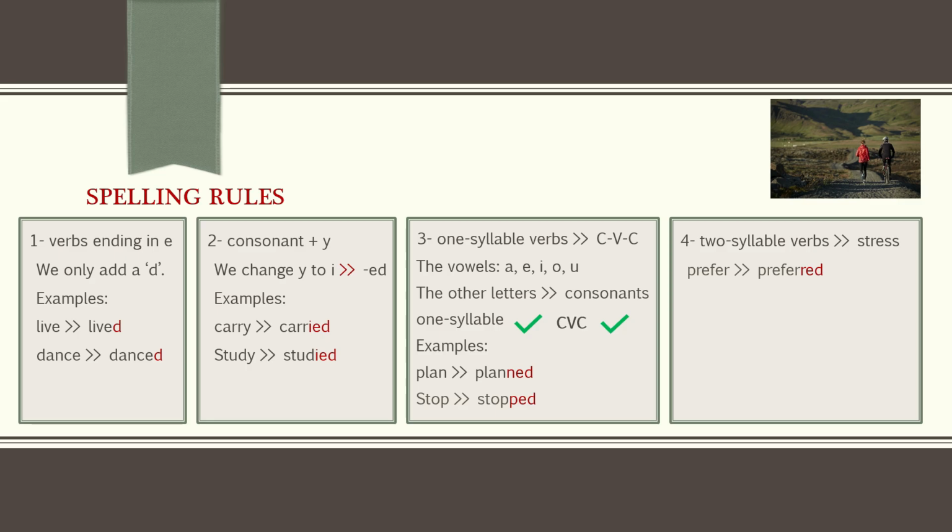The same is with the verb occur. Occur becomes occurred. Now, the situation is different with the verb open. Open is a two-syllable verb that ends in a CVC pattern, but the stress is on the first syllable. This means we don't double the final N when adding ed, because the stress falls on the first syllable, not the second. So open becomes opened.